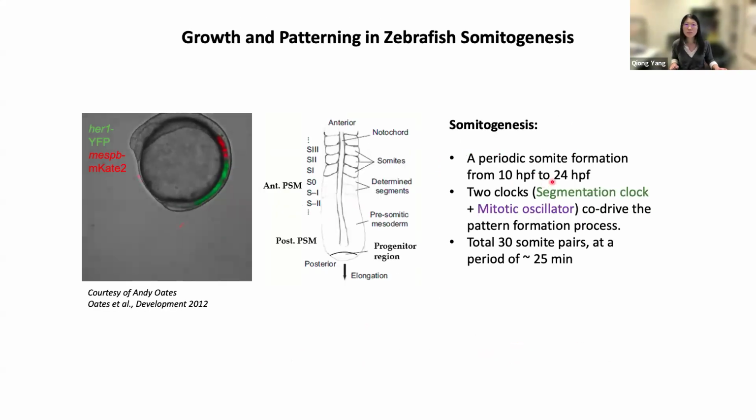So I think we still have some time. I want to also introduce some new work in our lab, which is to look at zebrafish growth and patterning.